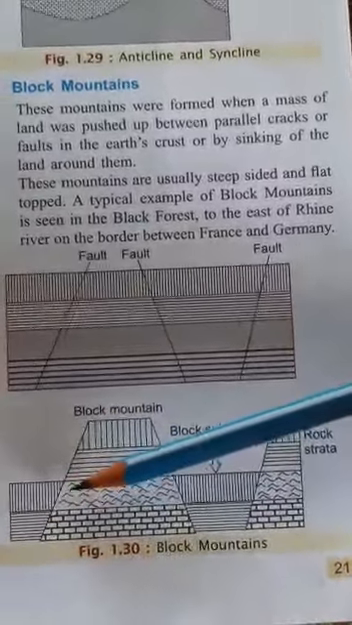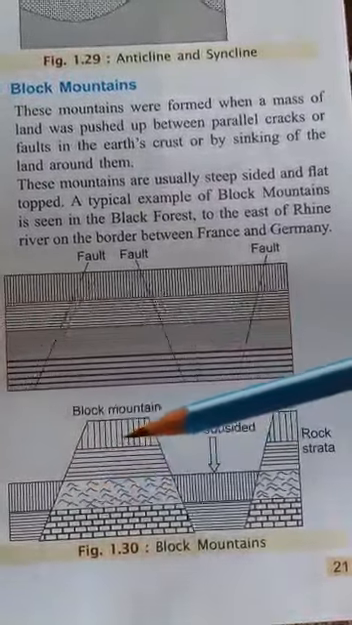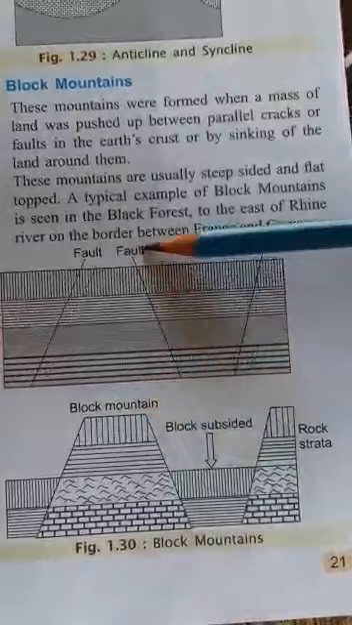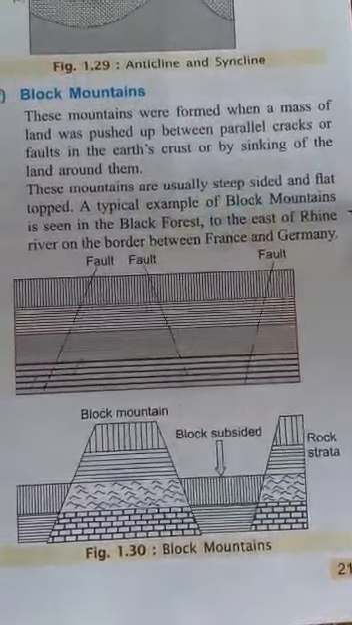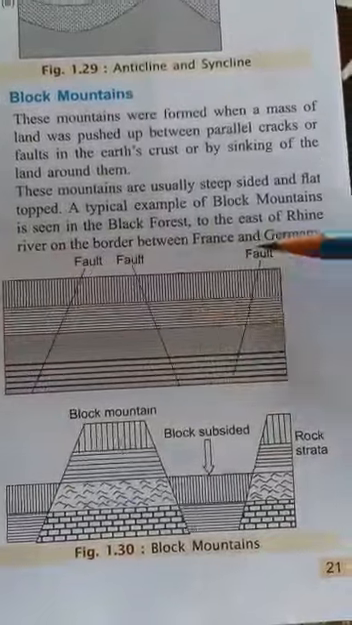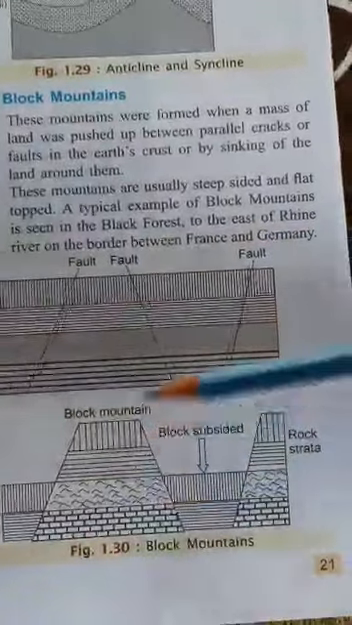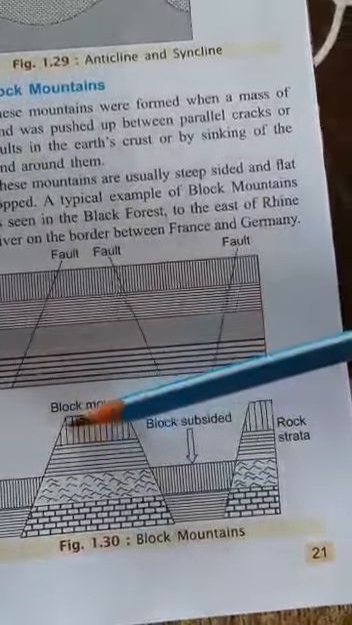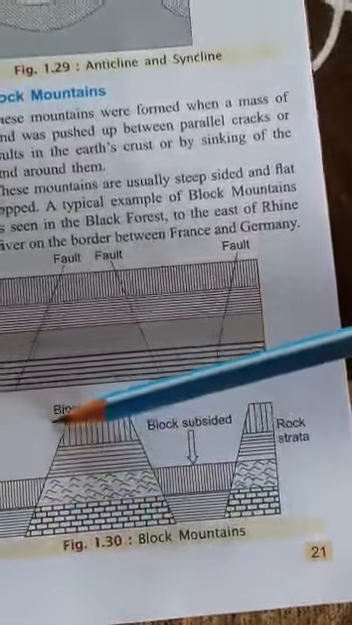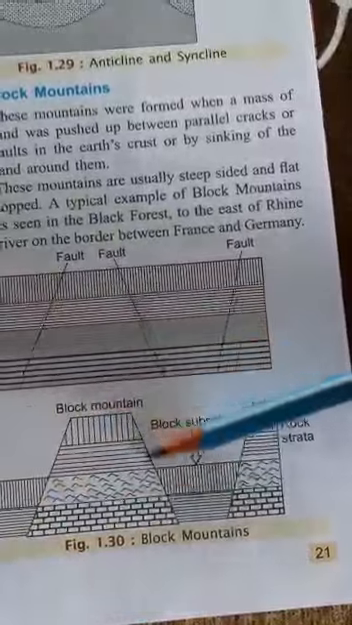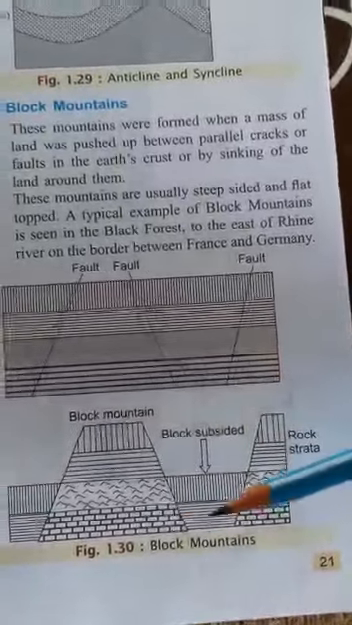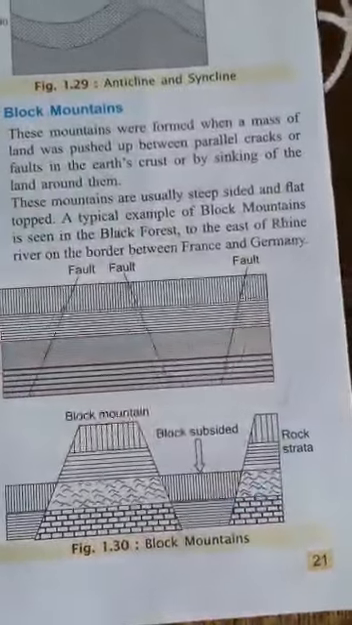Now giving you the example, an example of block mountains is seen in Black Forest, to the east of Rhine River on the border between France and Germany. So this is the example of a block mountain. The block mountain has a flat surface and they are relatively steep sided. So this particular diagram is also important, the diagram of block mountains.